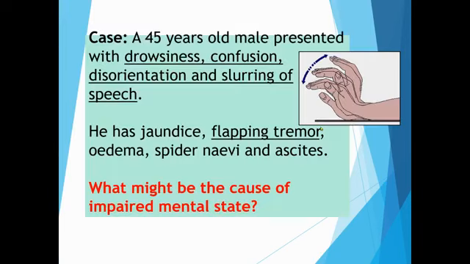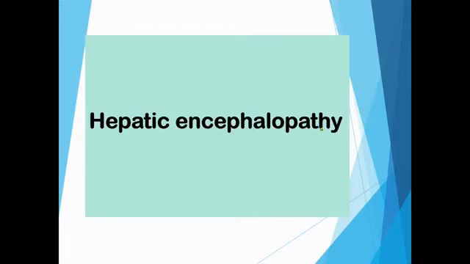This is another story. A 45 year old male presented with drowsiness, confusion, disorientation, and slurring of speech. He has jaundice, flapping tremor, edema, spider nevi, and ascites, suggesting chronic liver disease. So a person with chronic liver disease presented with altered mental function. What will be our diagnosis? What could be the cause of impaired mental state? I'm sure you are thinking about hepatic encephalopathy.